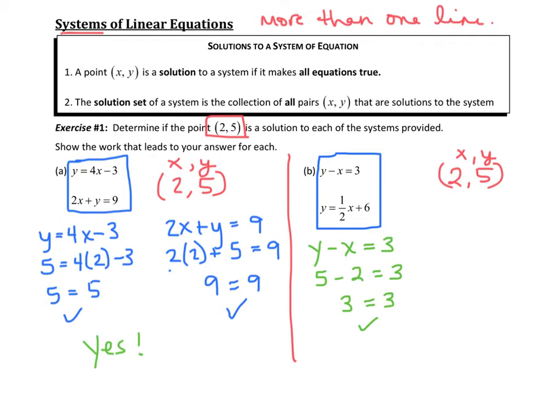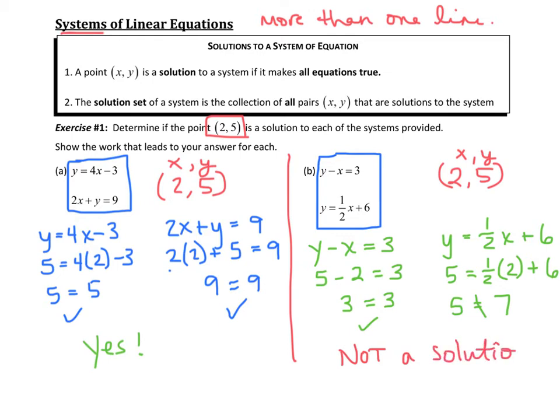All right, let's try the second equation. y equals 1/2 x plus 6. So 5, does that equal half of 2 plus 6? Well, half of 2 is 1, plus 6 is 7. And definitely 5 does not equal 7. Now, even though the point worked in one of the equations, but not the other, we would say that it is not a solution. Okay, it has to work in both. So it is not a solution to that system of equations.